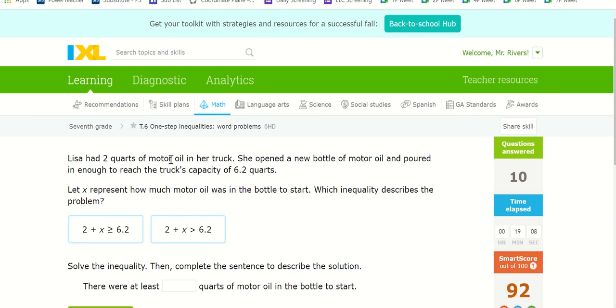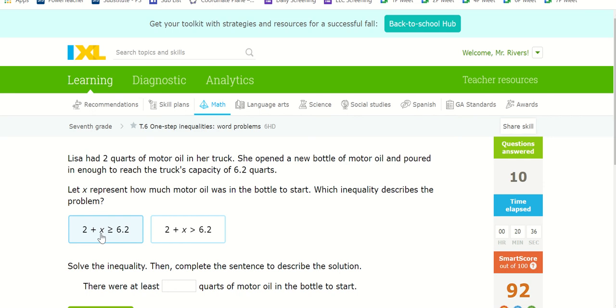But Lisa had 2 quarts of motor oil in her truck. She opened a new bottle of motor oil and poured in enough to reach the truck's capacity of 6.2 quarts. Let X represent how much motor oil was in the bottle to start. Which inequality describes the problem? Okay, so 6.2 is the capacity. She had 2 quarts of motor oil in her truck, so she added to it and she got to the capacity of 6.2. Okay, so 2 to start in the truck. You add X quarts, and that is greater than or equal to 6.2.